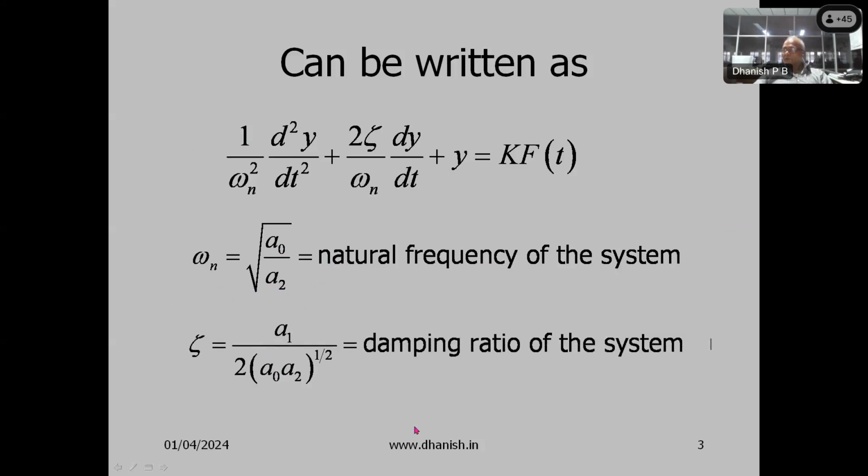So why, we'll see later. And then zeta, this is the Greek letter zeta, is A1 by 2 into root of A0 A2. So this is called the damping ratio of the system. So the second order system we have is modeled using two constants, natural frequency and damping ratio.